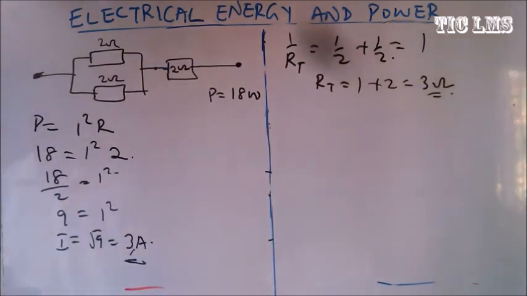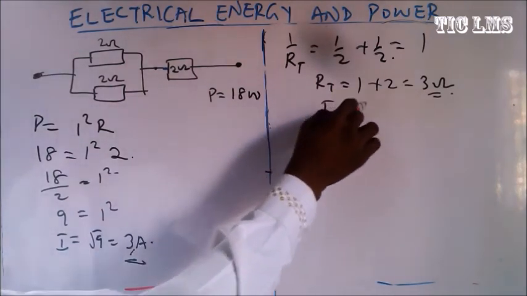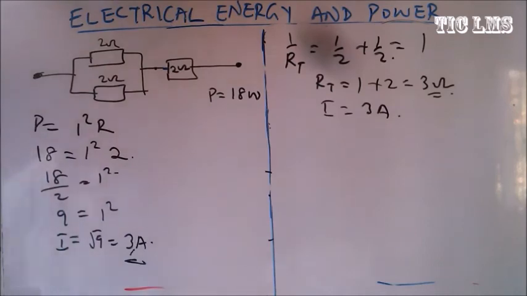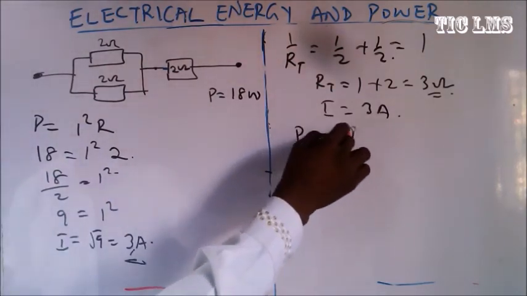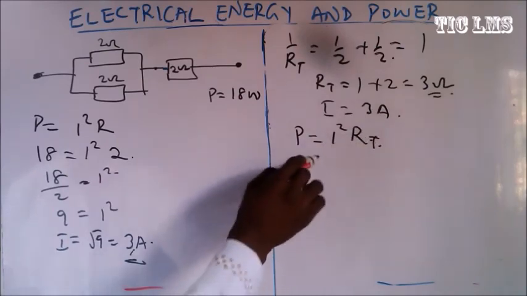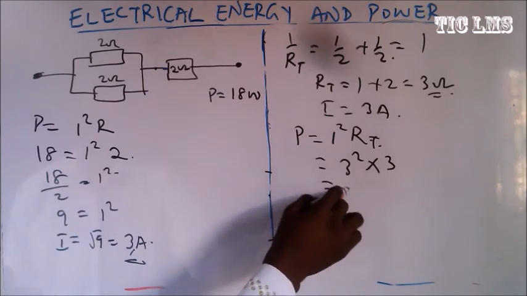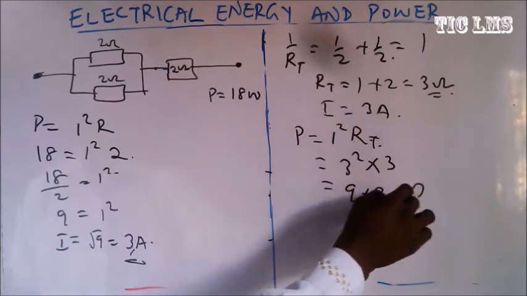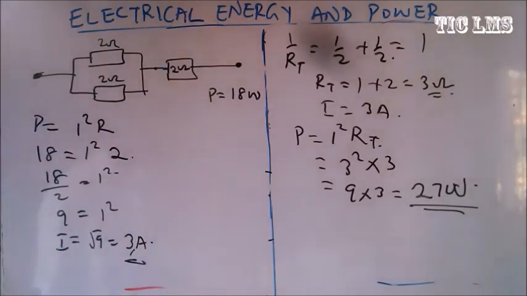Now with that, we can calculate the power, taking our current to be 3 ampere. So we'll use the formula that power equals I squared RT, that's total R. So our I is 3 squared times our R, which is 3. So 3 squared is 9 times 3. So we have 27 watts as the maximum power that the circuit can dissipate.